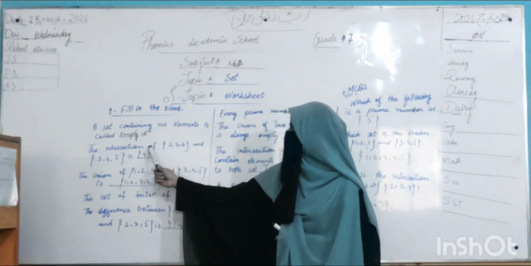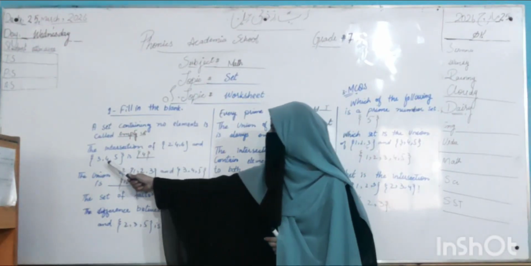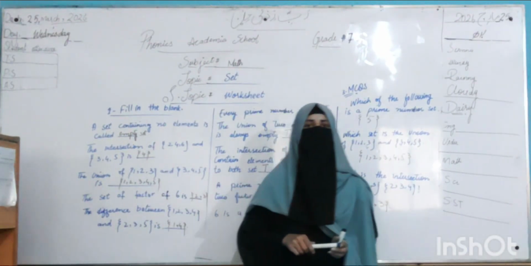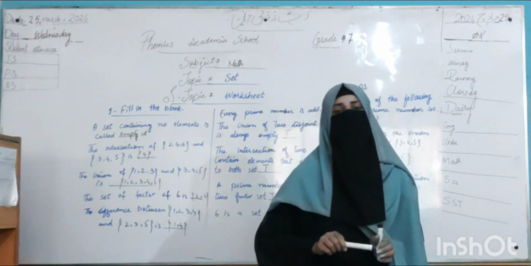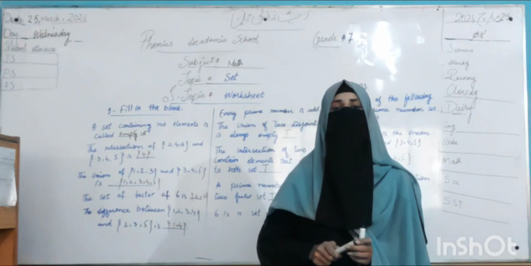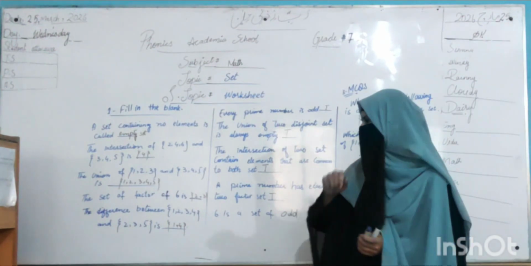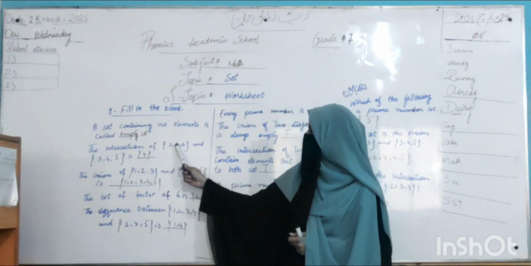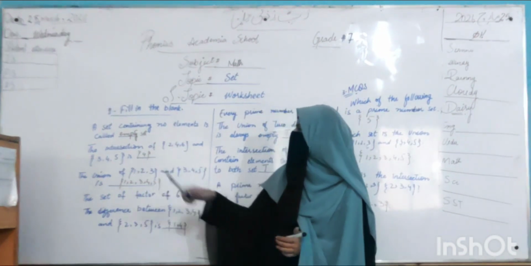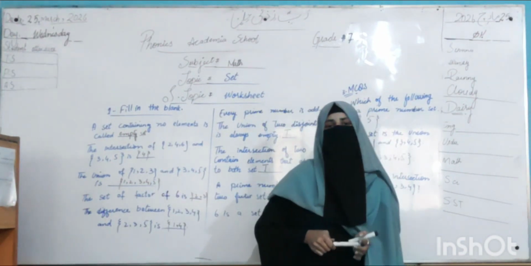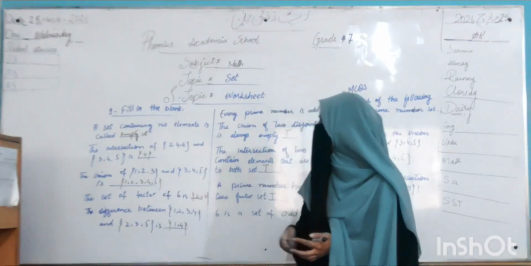The intersection of 2, 4, 6 and 3, 4, 5 is... you know that when you take the intersection of two sets, it means taking the common elements of the two sets. Which common element do the sets have? 4. So the intersection of the two sets is 4.